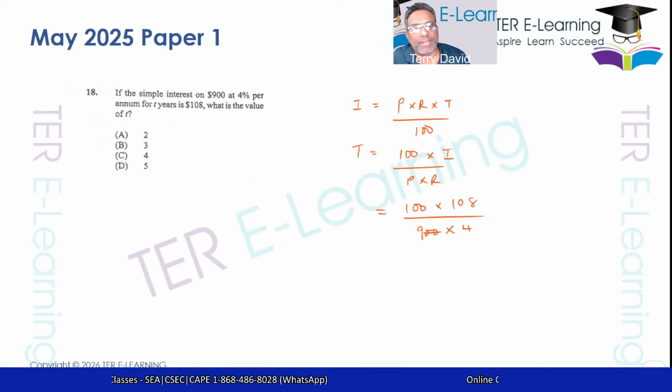So this here will cancel with this. This 9 will go into 9, 1. This will be 1, 2. 12 divided by 4, that's going to give us 3 years. So the answer is B.